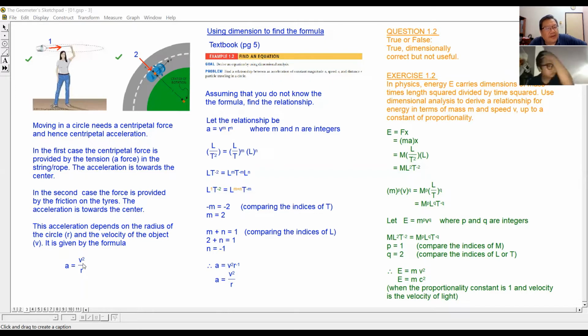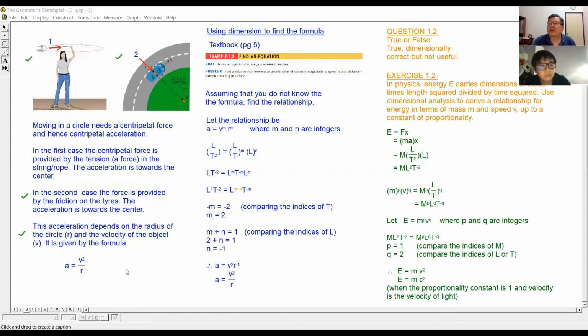And this centripetal force produces an acceleration. In this second case, the acceleration depends on the radius, how big or how small the turn is, and also the velocity of the object at that time. So it depends on two factors. And how exactly are they related? The acceleration for an object moving in a circle is v squared over r. That means the velocity squared divided by the radius.